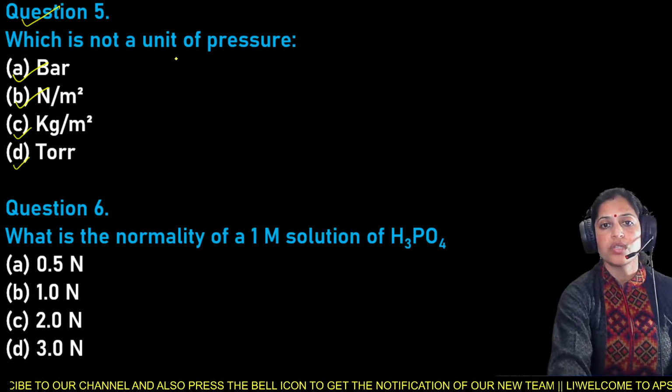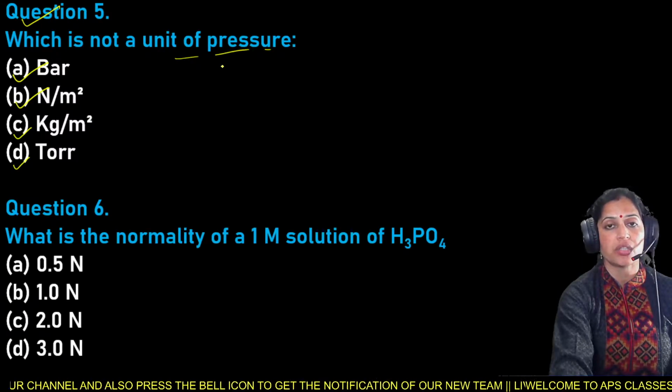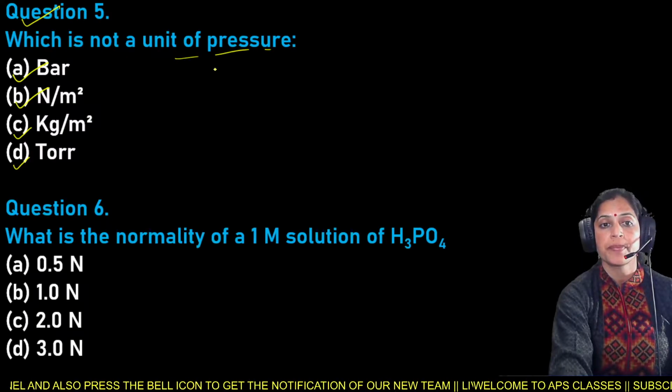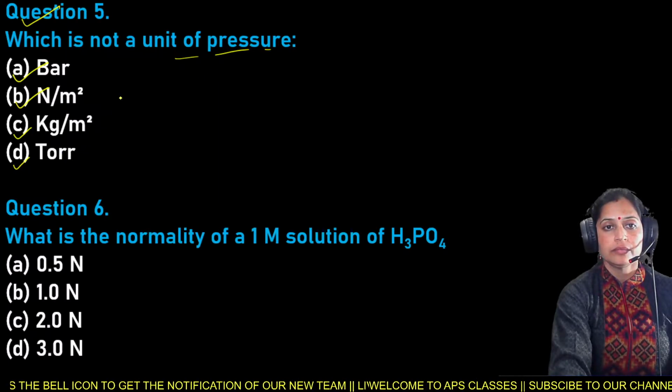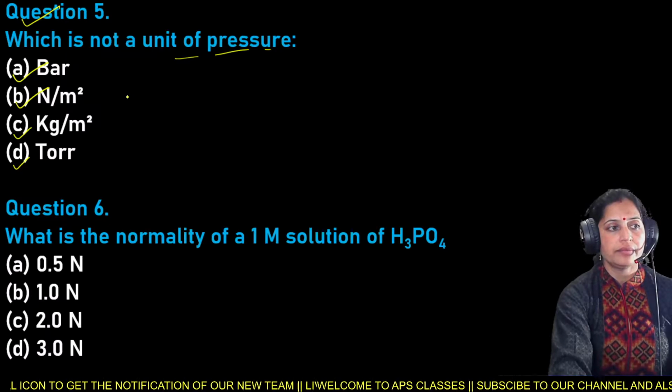So out of these, which is not the unit of pressure? Either bar, Newton per meter square, kg per meter square, or torr. It is your question number 5.